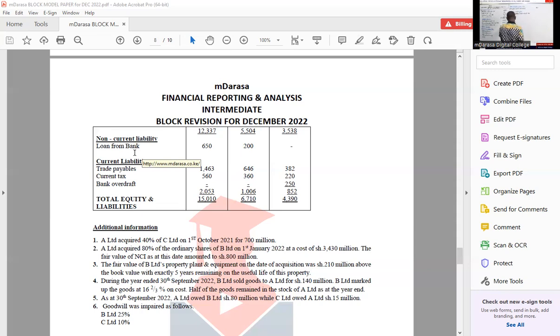80. Then I'm having again our current tax. Current tax, line by line basis, 560 plus 360. So what will you be having in total?